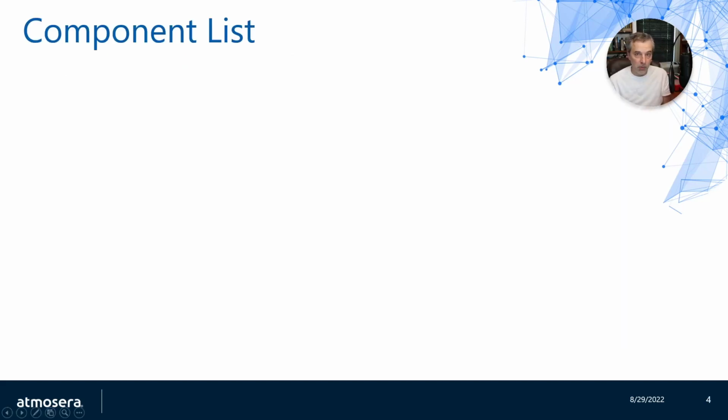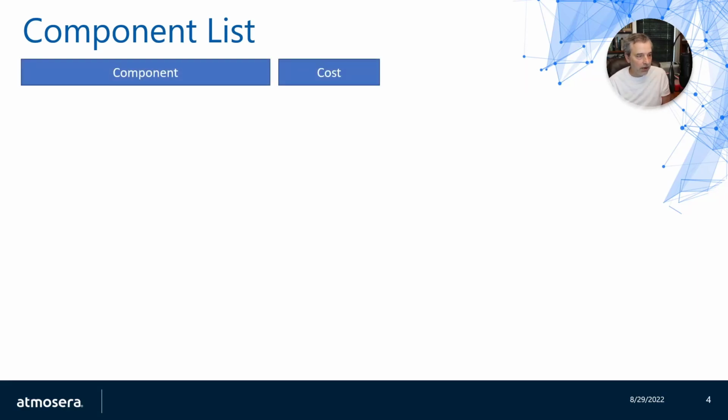So now that we've talked about the rationale for what I did, let's look at the actual component list and what I actually chose to put into this PC. I'm going to look at the component and the cost. My budget for this was about $2,500. The total on this is about $2,300 if you add it all up.